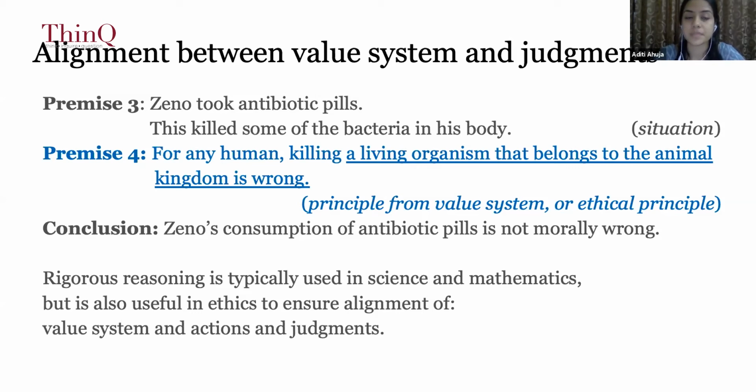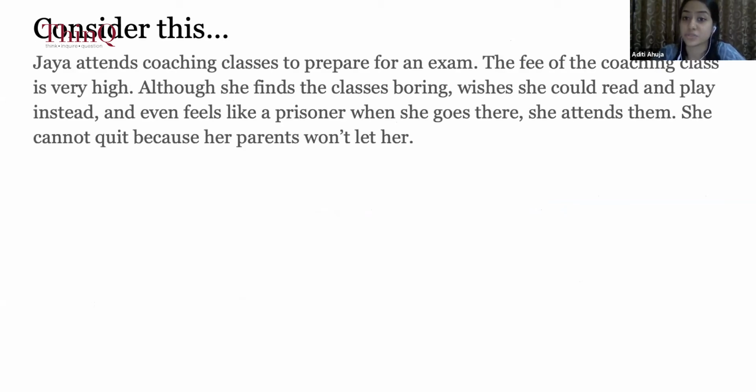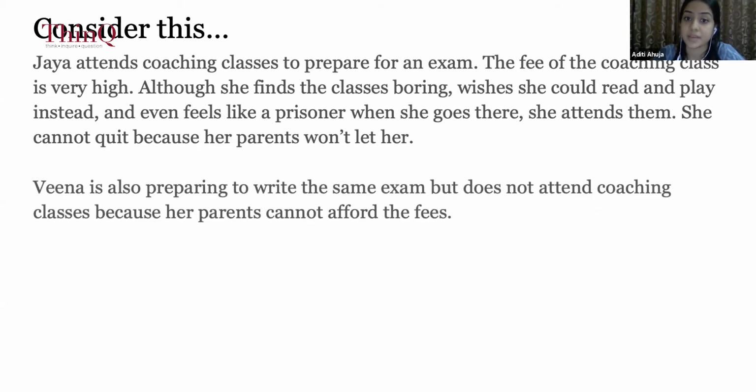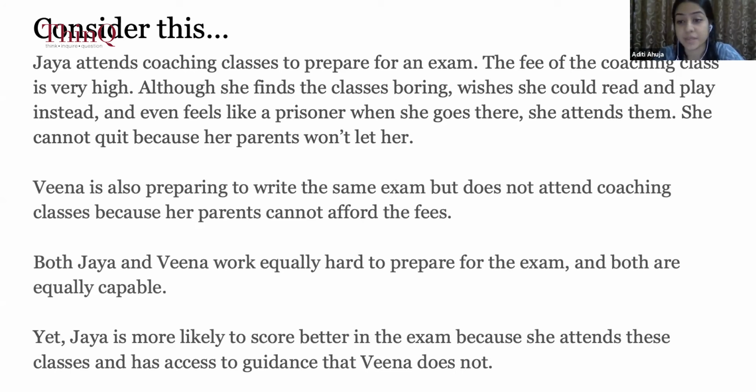Now let us consider a slightly more realistic example. Can we see the example on the screen? Jaya attends coaching classes to prepare for an exam. The fee of the coaching class is very high. Although she finds the classes boring, when she goes there, she attends them. She cannot quit because her parents won't let her. Veena is also preparing to write the same exam, but does not attend coaching classes because her parents cannot afford the fees. Both Jaya and Veena work equally hard to prepare for the exam, and both are equally capable. Yet, Jaya is more likely to score better in the exam because she attends these classes and has access to guidance that Veena does not.